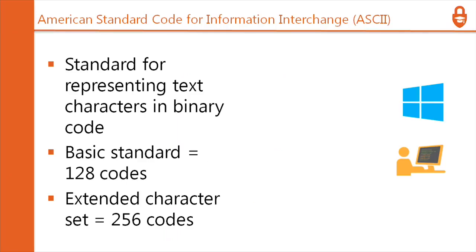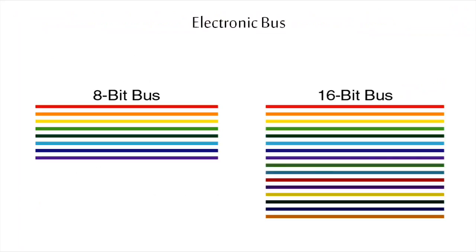So there's a communication standard for all of this, how things work. The American Standard Code for Information Interchange, or ASCII. It's a standard for representing text, characters, and binary code. The basic standard equals 128 codes, and then we have an extended ASCII character set, which is 256 codes, where you get all kinds of little codes and characters, right?